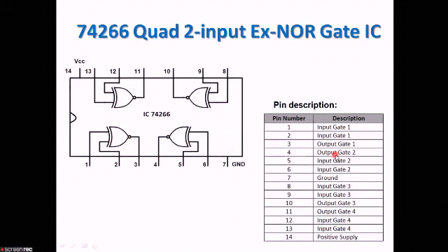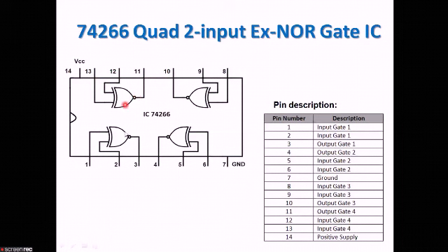This one, 4, is the output and 5, 6 are the inputs. 7 is ground and 8 and 9 are the inputs of gate number 3 and 10 is the output of gate number 3, this one. Next, 12 and 13 are the inputs of gate number 4, and 11 is the output of gate number 4.